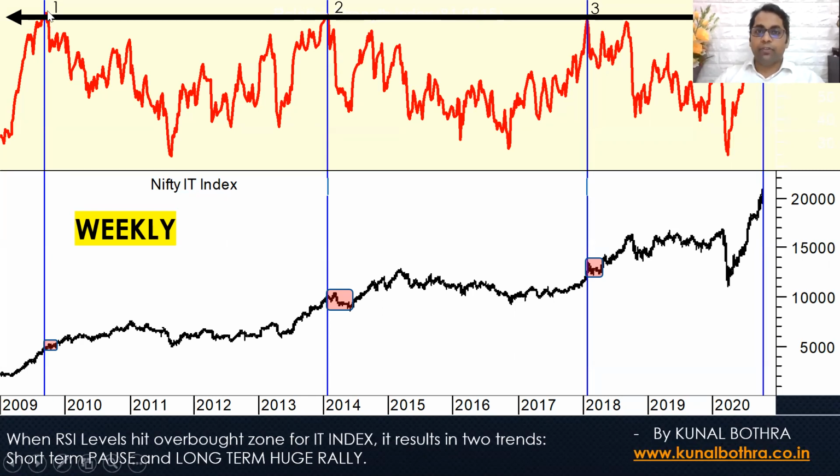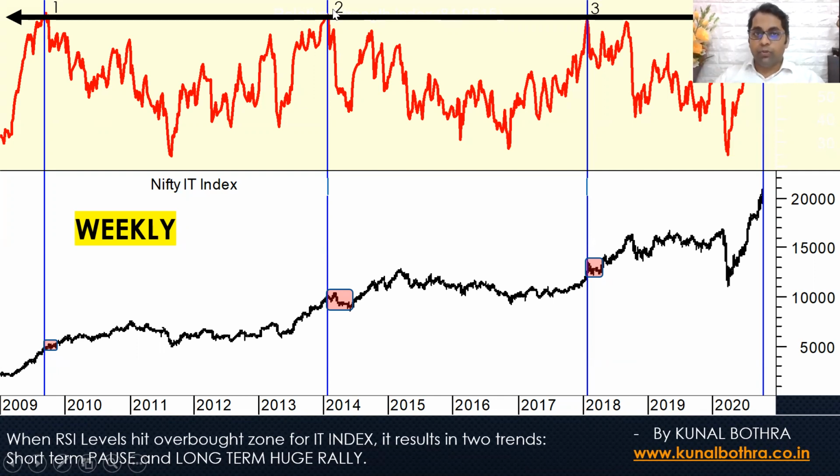Point number one. This is the RSI trend line which I have joined. I've connected the tops, and this is the last 10 years of charts for the Nifty IT index, so this is not a short-term time frame. Point number one is where the RSI of this index had hit about the 80, 85 levels on the weekly time frame. Whenever it had done so, as you can see from the prices on the lower grid, the prices went through a multi-week consolidation, and then managed to continue to rise higher.